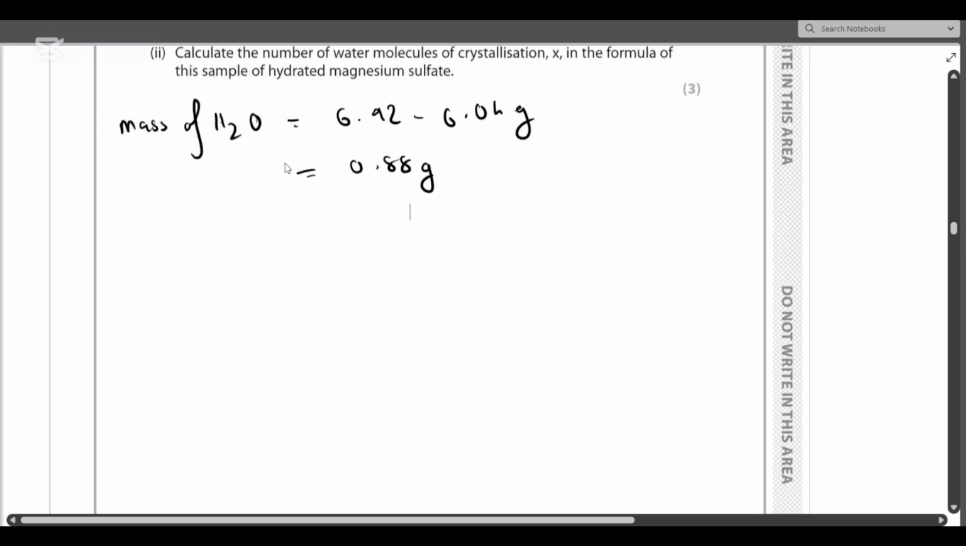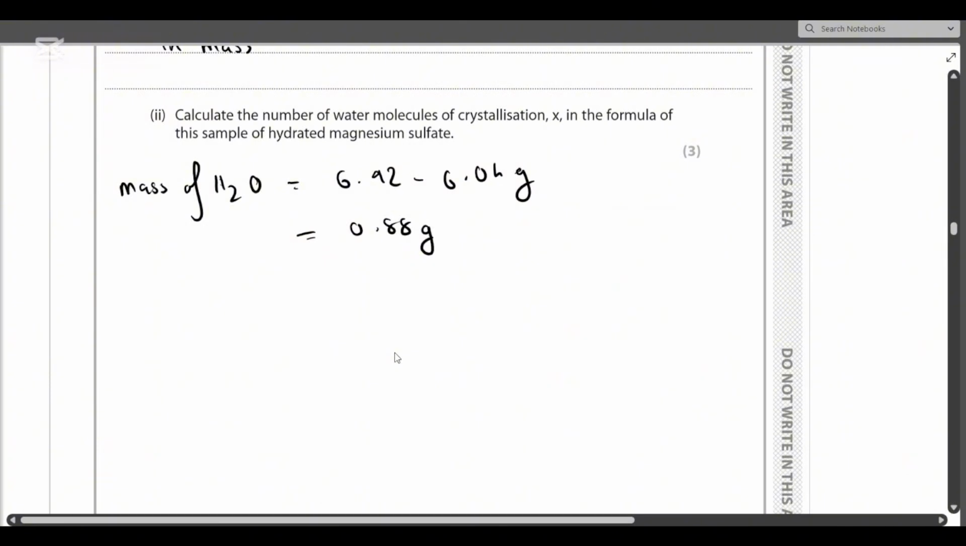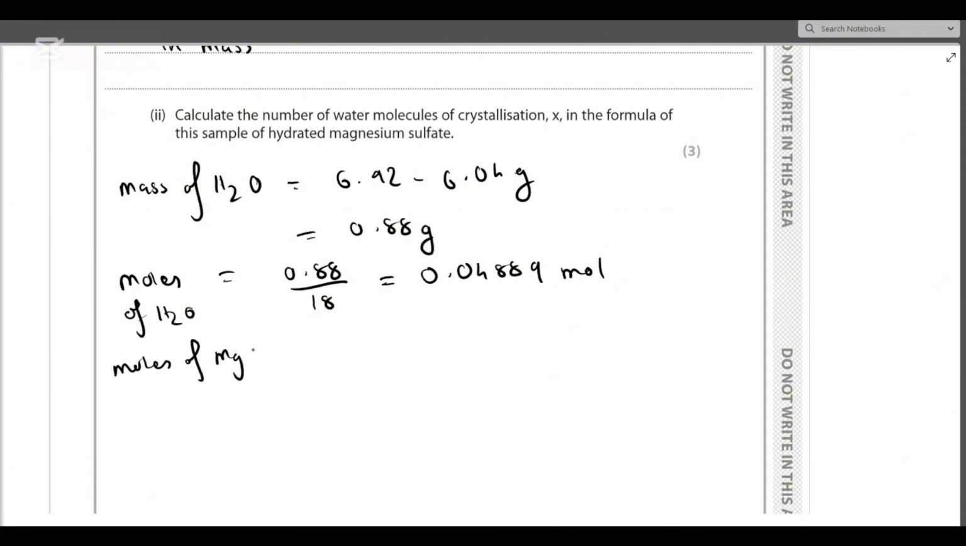Moving on, we now need to calculate the moles. So the moles would be 0.88 divided by 18, which is going to provide us with 0.04889 moles. Now that is the mole of water. So now we know the moles of water. The next thing, we can now calculate the moles of MgSO4, because we need to use the ratio of both of them in order to get the value of X.